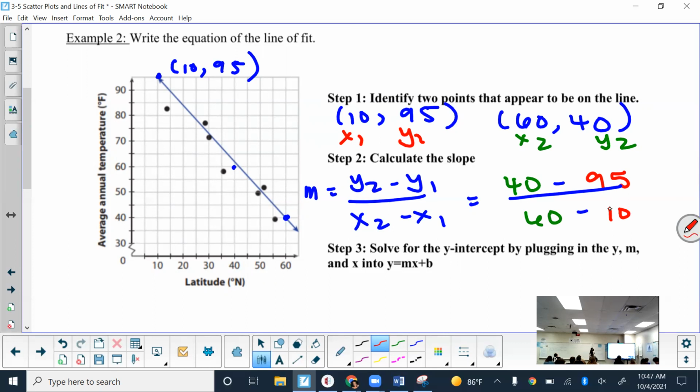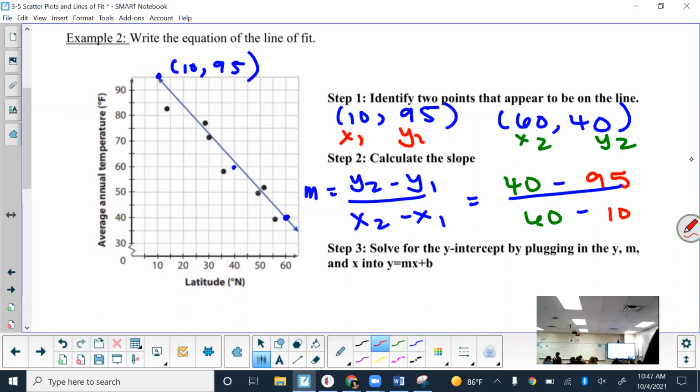Notice the numbers that came from the same point should be on top of each other. It should always be the y over the x, not the x over the y. Some of you made that mistake on your last test. Question so far?